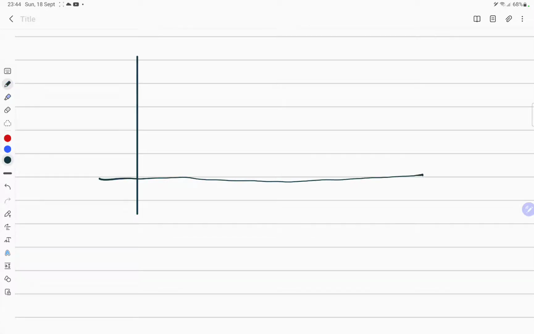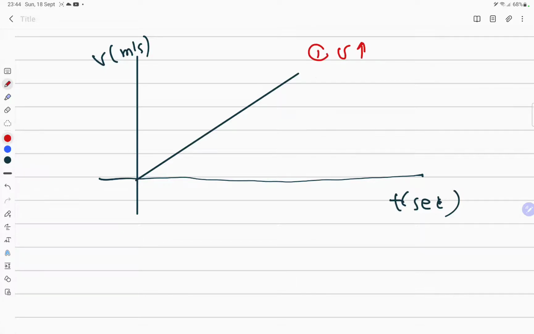And in this graph, guys, velocity in meter per second, time in second, I'm going to make it short. Let's just do it this way, it's better. Yes, this one. So in this case, first of all, velocity is increasing.